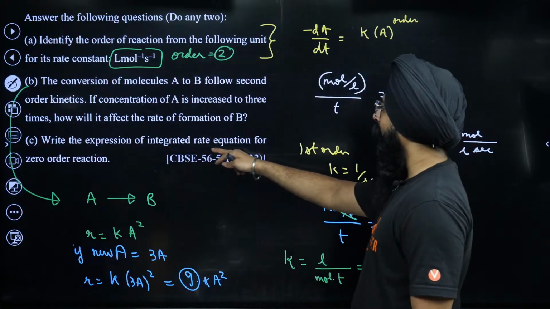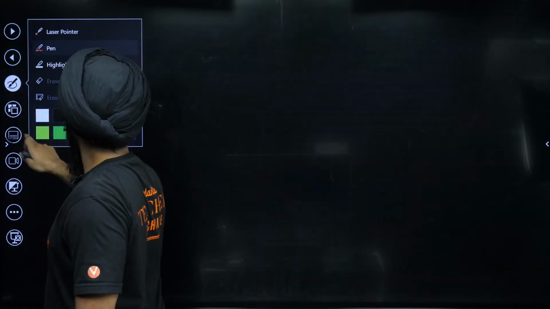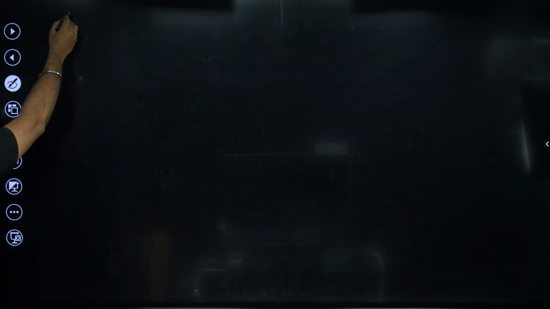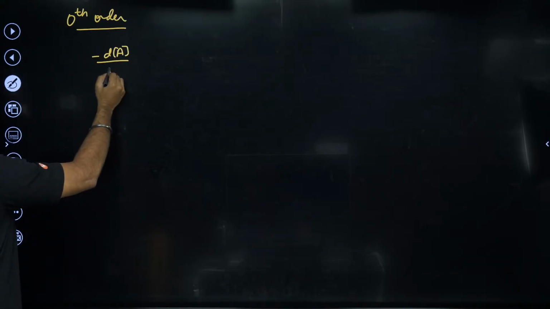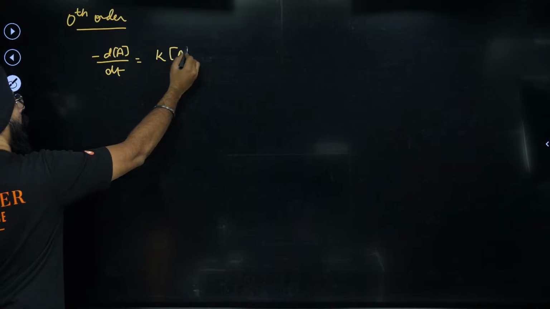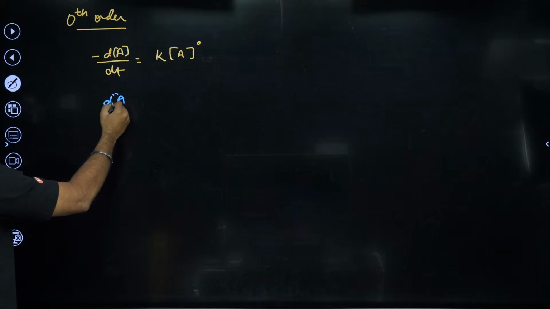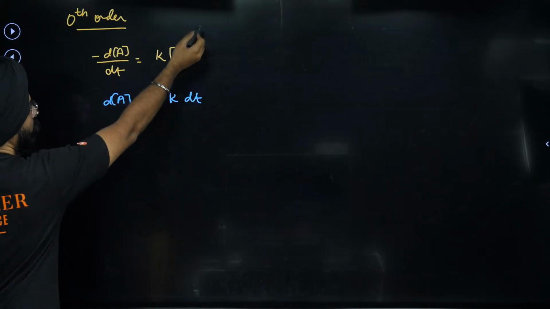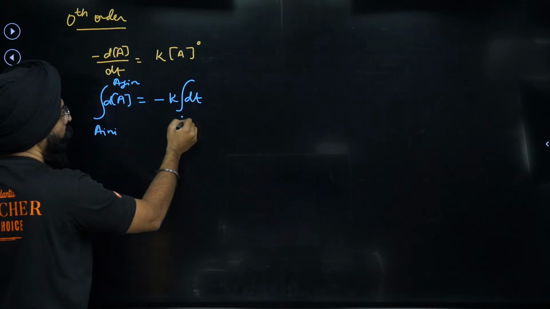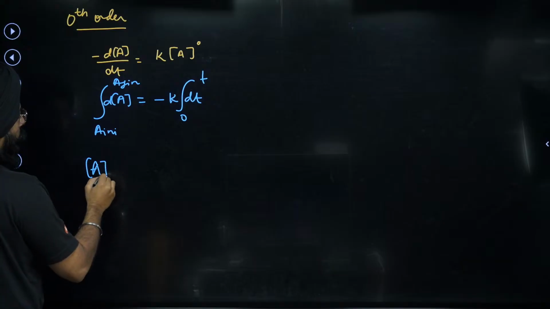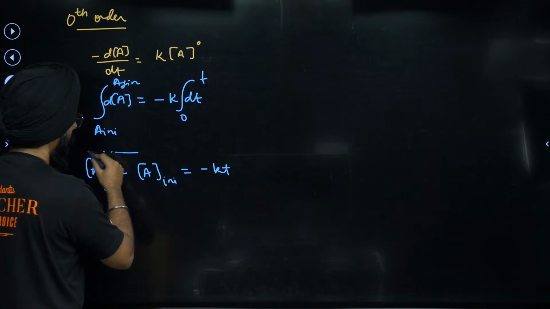Write the expression of integrated rate equation for zero order reaction. Can we do that? Very quickly, let's derive the zeroth order also. Minus dA by dt is equal to K times A to the power 0. So I can rearrange it and write dA is equal to minus K dt, because x to the power 0 is 1. A initial to A final, this goes from 0 to T. You can write concentration of A final minus concentration of A initial is equal to minus KT. Done.